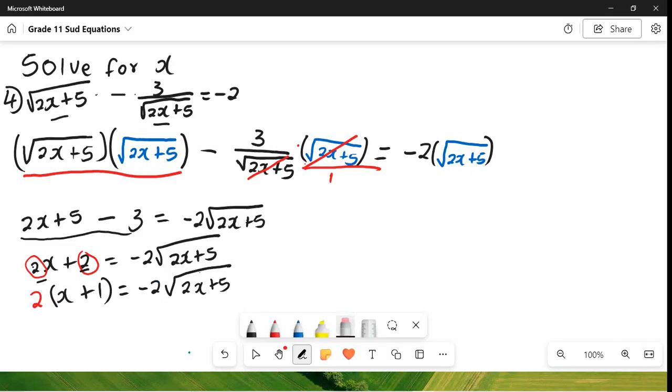That means we can divide both sides by 2 just to reduce what we have here. So if we divide here by 2, we need to do it also on the right hand side. You can't do it on the left hand side only.